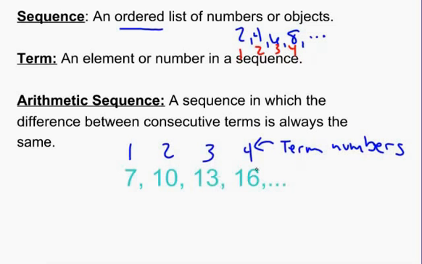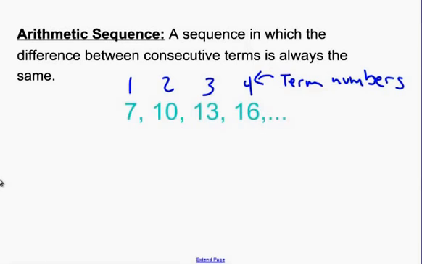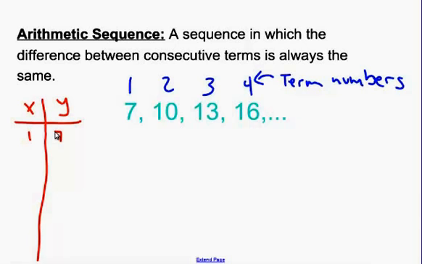The only difference between this and the tables we were using before is these are all outputs, and we're putting in the inputs. And they always start in order. Always start with 1. So this sequence can actually be rewritten like this. I could say these are my x's and y's, and this would be 1, 7, 2, 10, 3, 13, 4, 16, and if we had a 5, it would be 19.